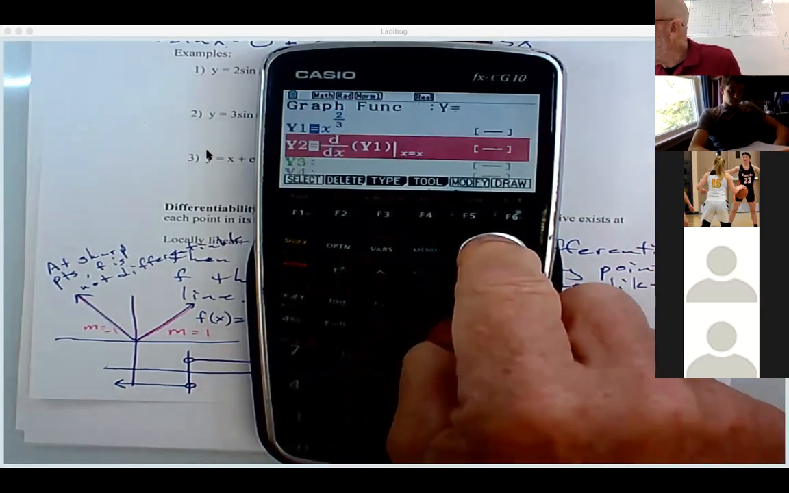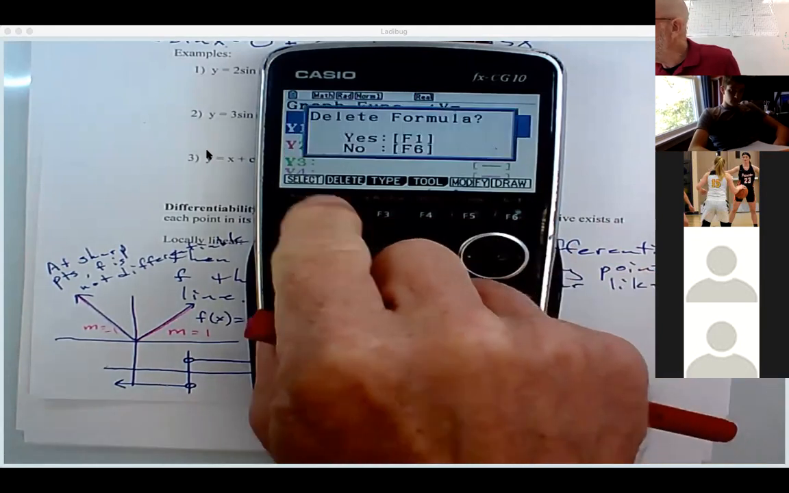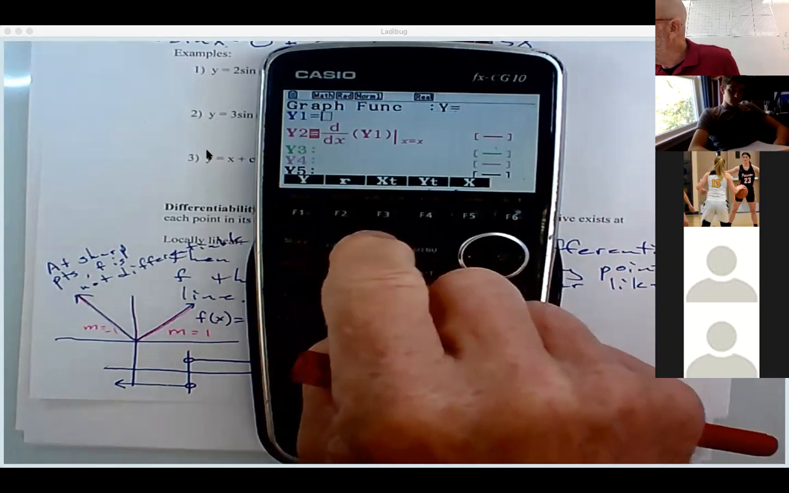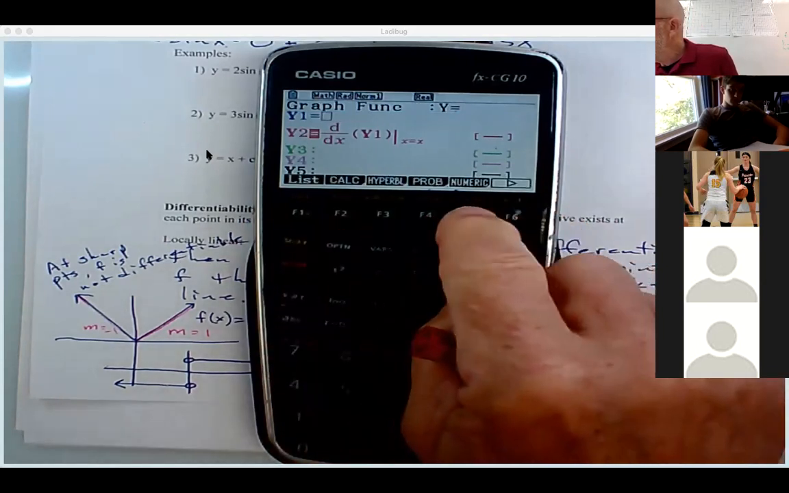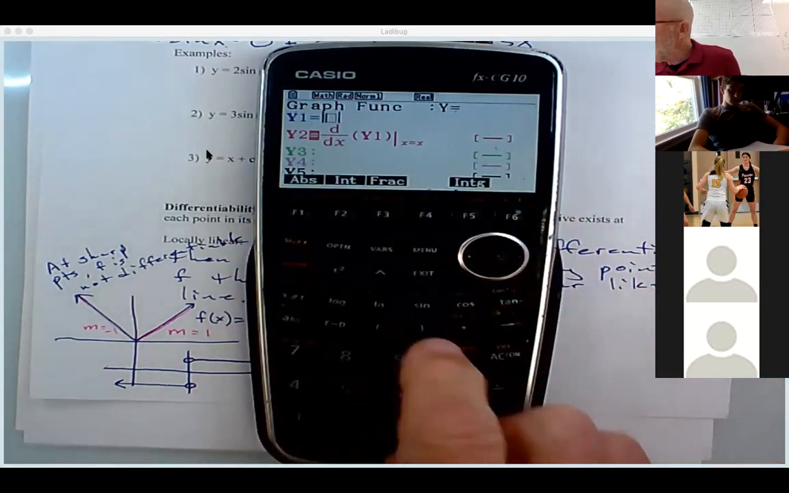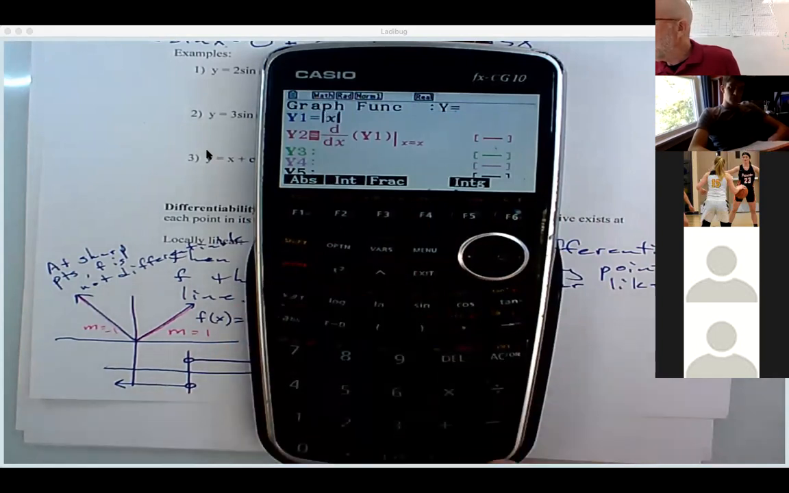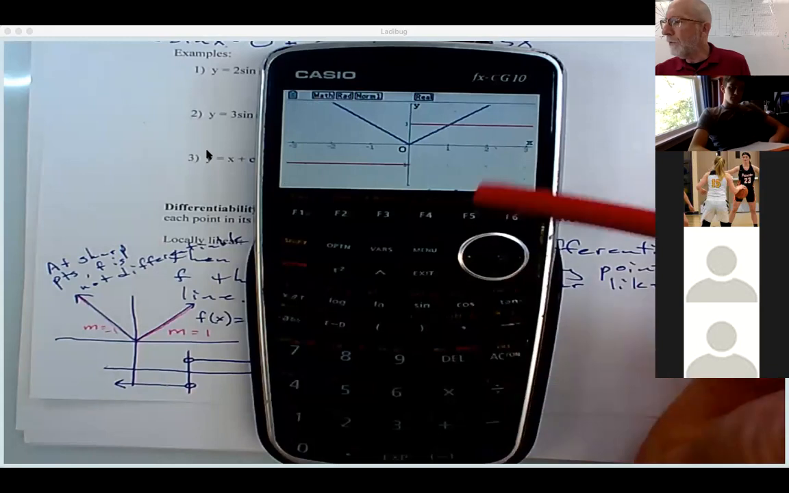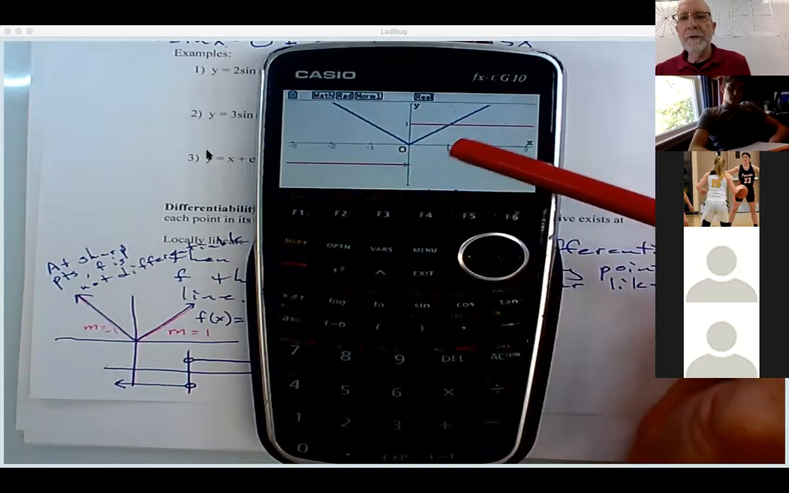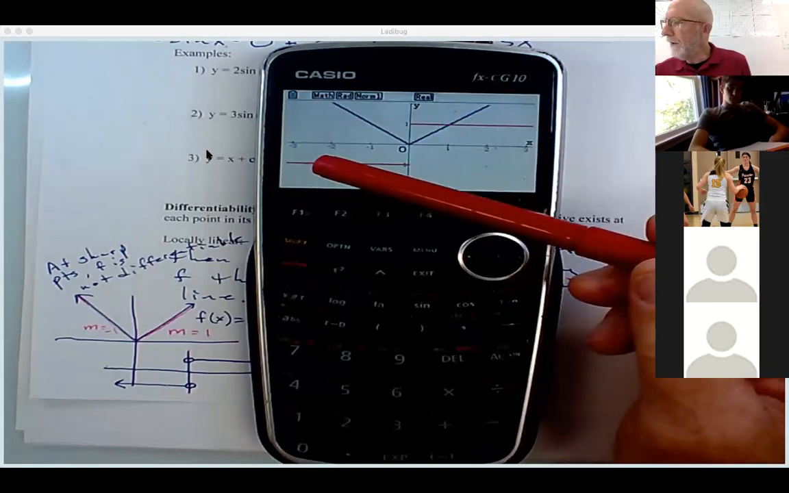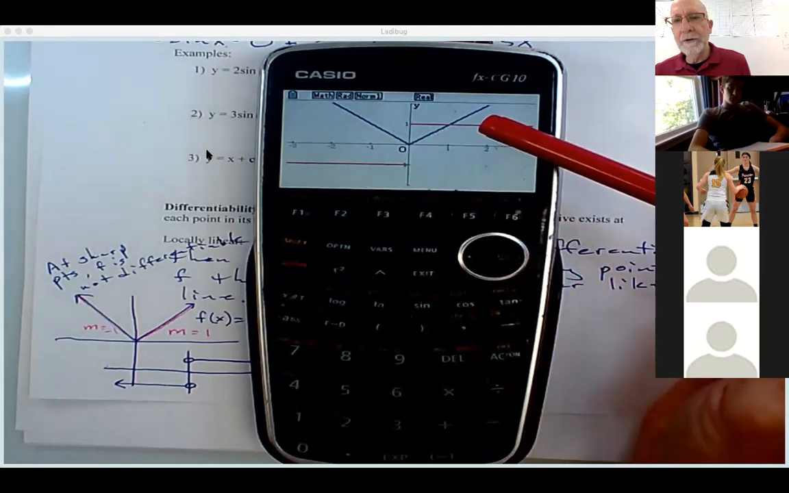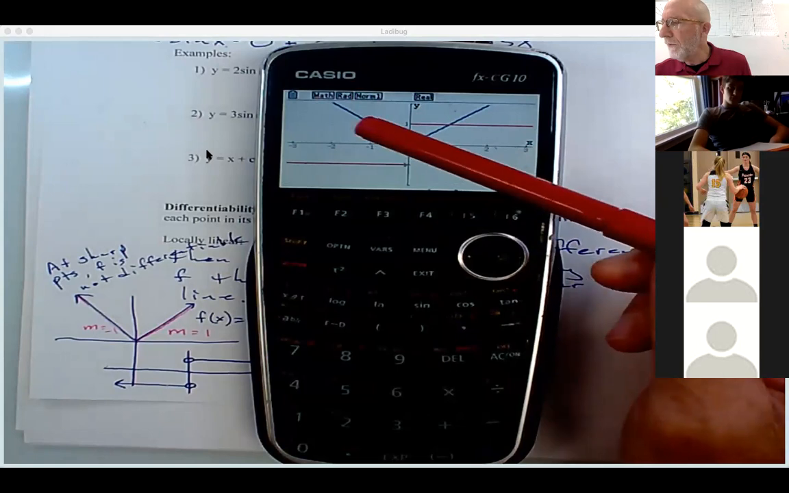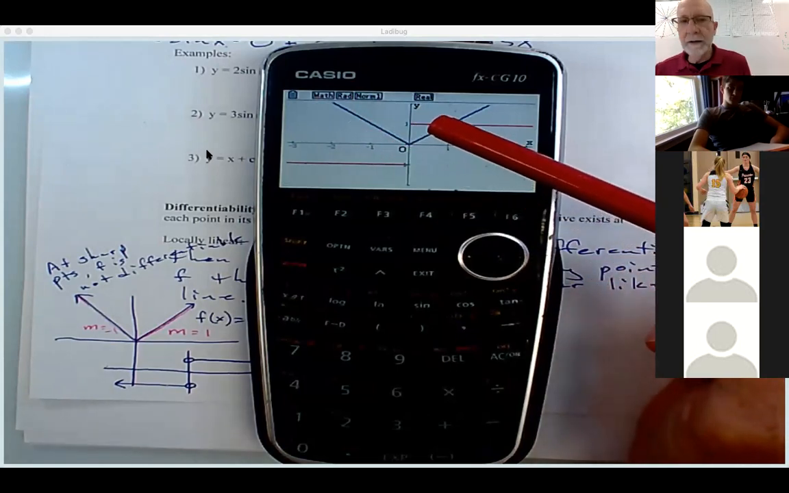Let me do one more. Let me get rid of this one. Let me put in absolute value. Here's absolute value. Here's the graph of the derivative. Always negative one here, always positive one here. It's not differentiable at zero, even though it's continuous.